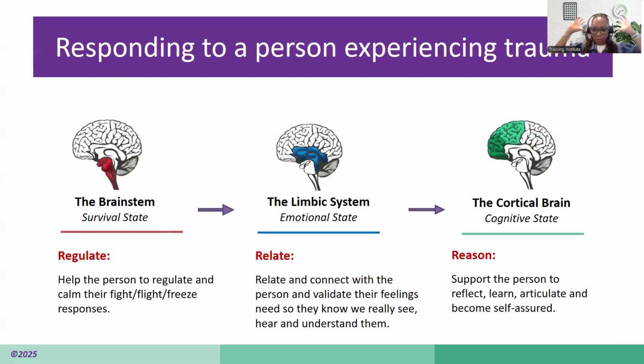Then and only then can we work from the top. Remember, we're working from the bottom up. And the top is the cortical brain, which is where all of our executive functioning lives. And that's our cognitive state.